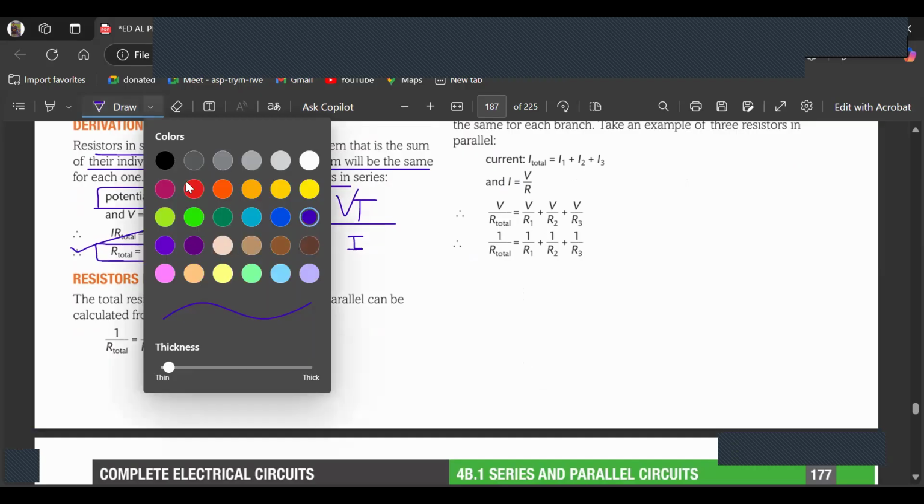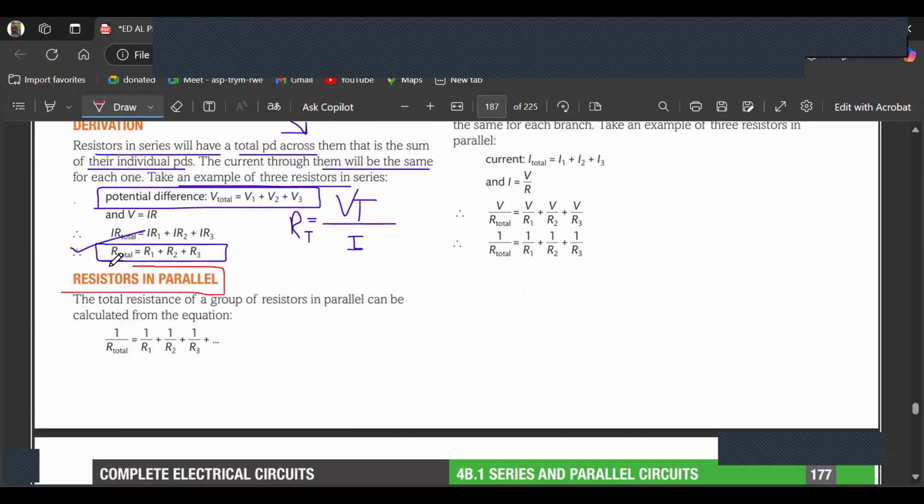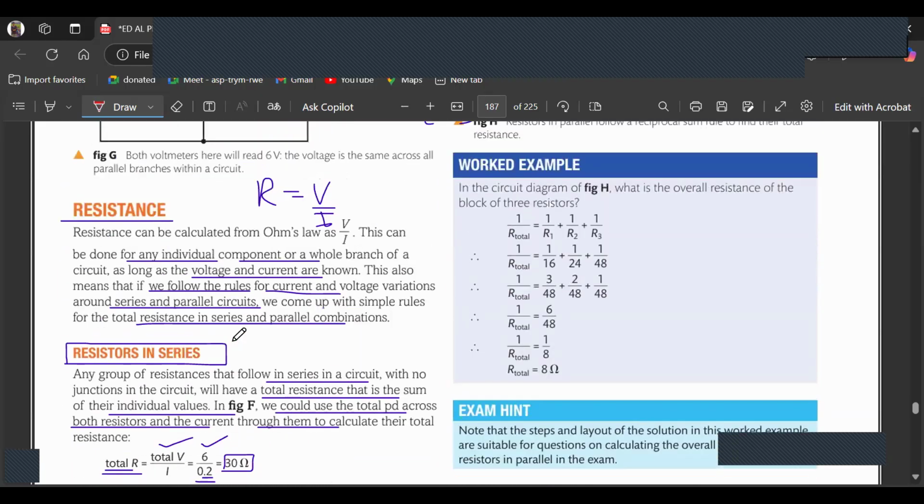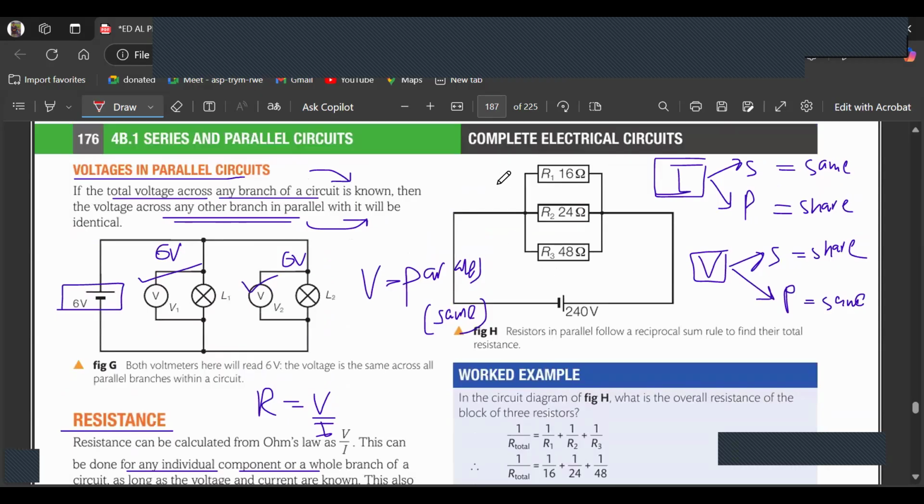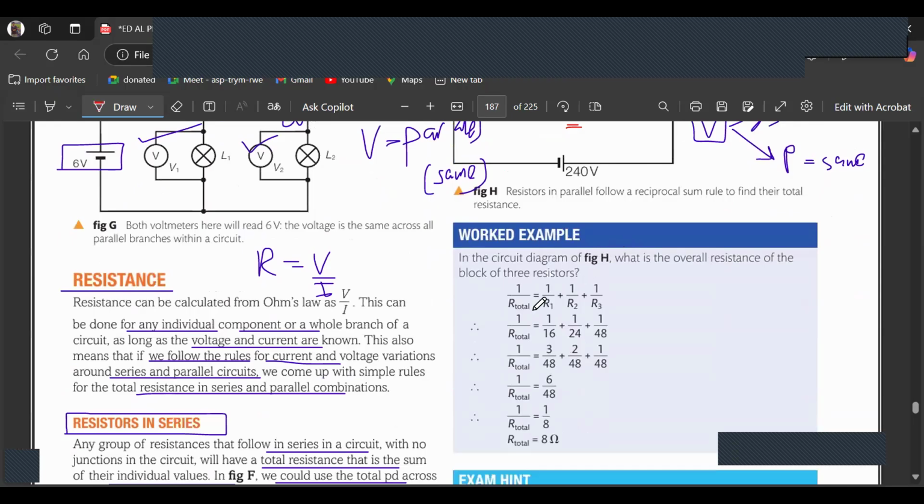And if we talk about how to calculate the resistors in parallel, the total resistance of a group of resistors in parallel can be calculated from the equation 1 over R total is equal to 1 over R1 plus 1 over R2 plus 1 over R3 and so on. जैसे कि अगर आपके पास ये एक सर्किट डायग्राम है, आपके पास तीनों रेजिस्टेंसेस क्या क्या दी हुई हैं, can you tell me? 16, 24, 48। गुड। तो हम कैसे निकालेंगे? 1/16 प्लस 1/24 प्लस 1/48। ठीक है, अब आप एलसीएम ले लो, एलसीएम जो आप लोगे तो क्या आ जाएगा?